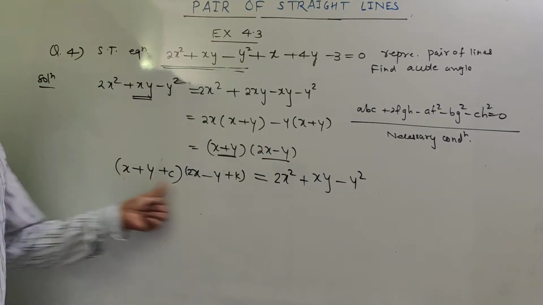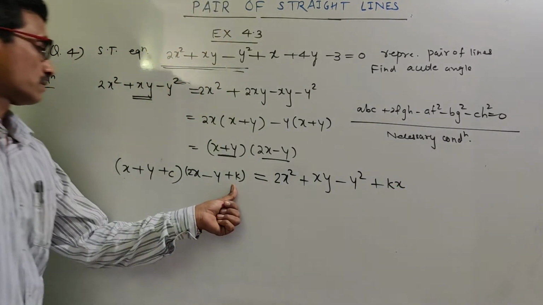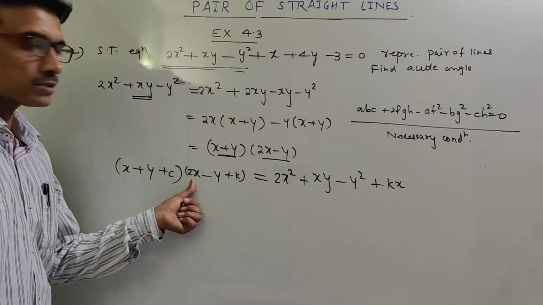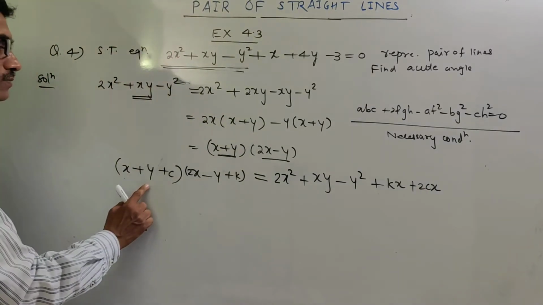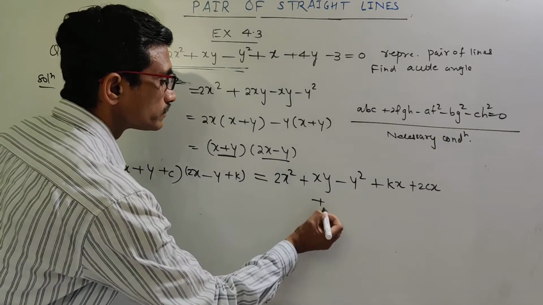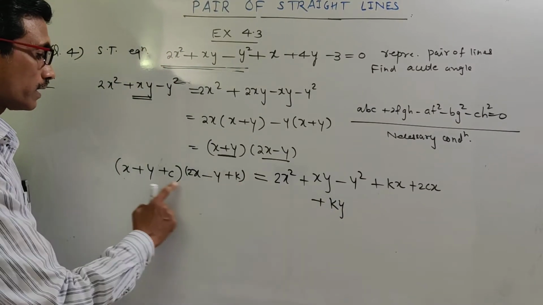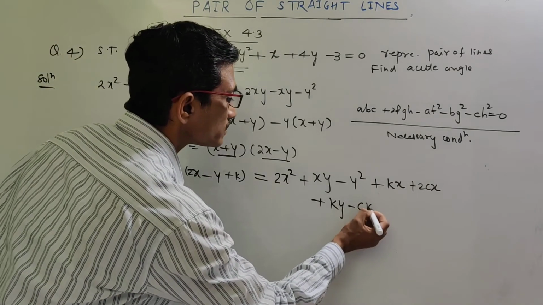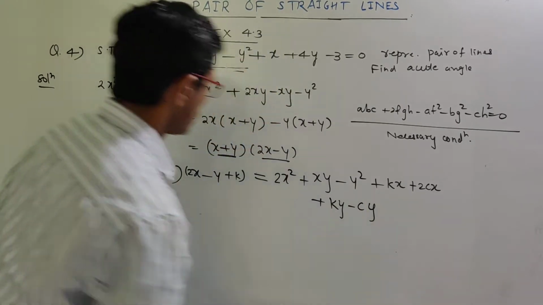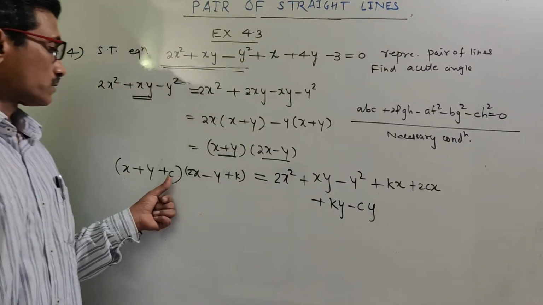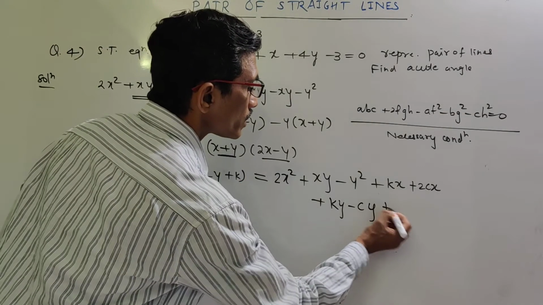Then x is multiplied to this k, so it will be kx, and x is multiplied to this c, that is 2cx. Then y is multiplied to this k, so it is ky, and y is multiplied to c, that is minus cy. Then c and k will multiply, so it is plus c into k.